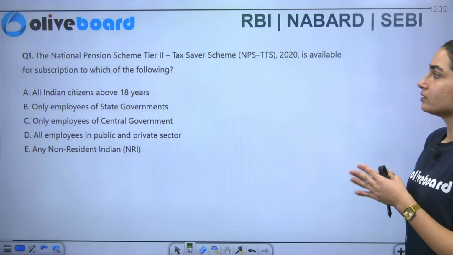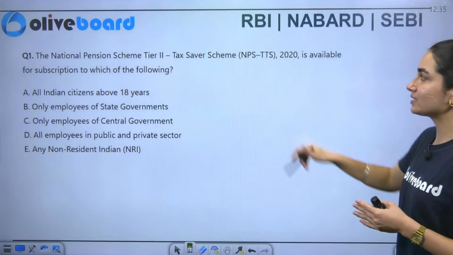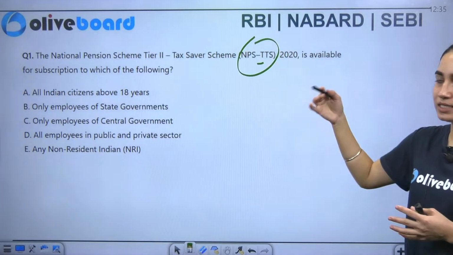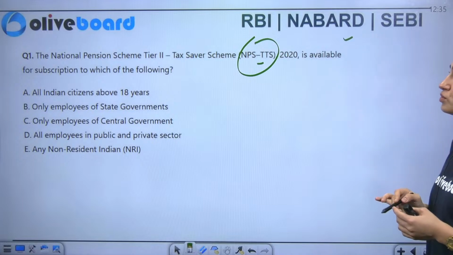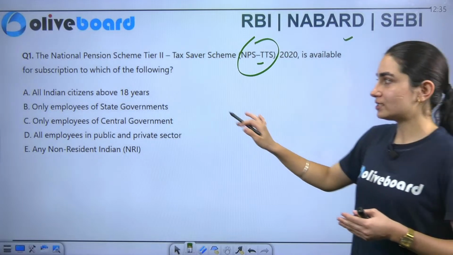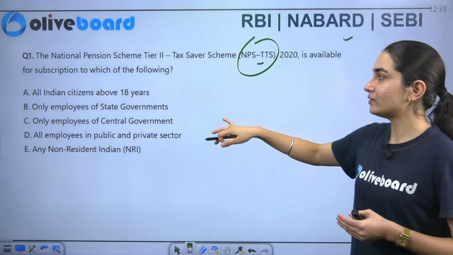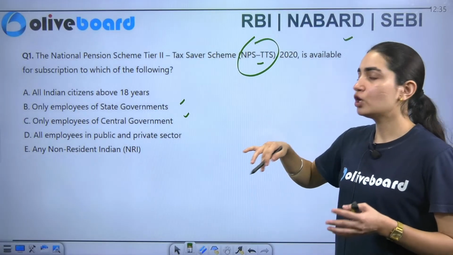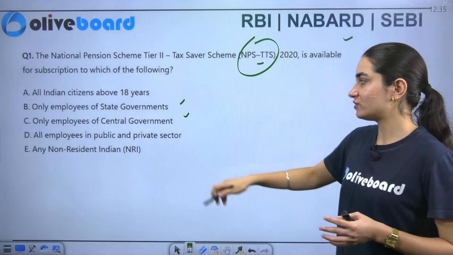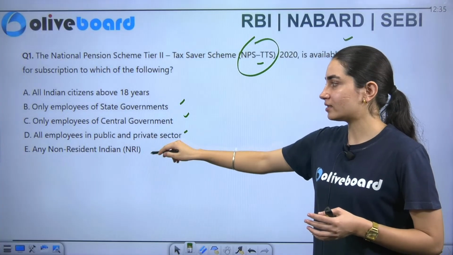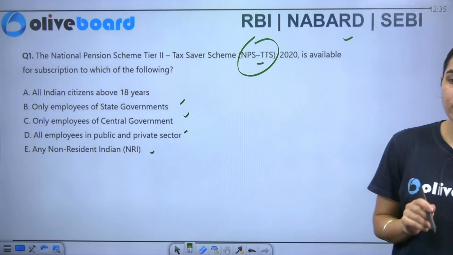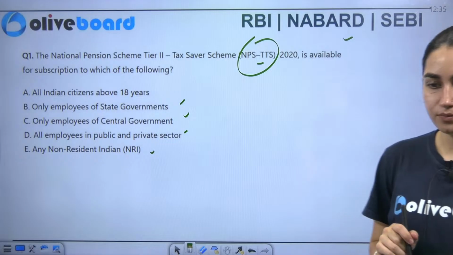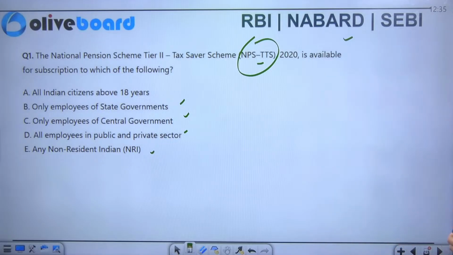The National Pension Scheme Tier 2 Tax Saver Scheme, that is NPS TTS 2020, is available for subscription to which of the following? All Indian citizens above 18 years, only employees of state governments, only employees of central government, all employees even of private and public sector, or NRIs. Which one is the correct answer here? Akshay says C. What about other individuals?